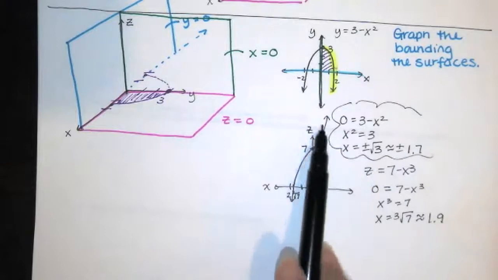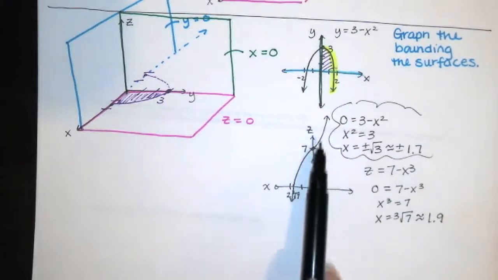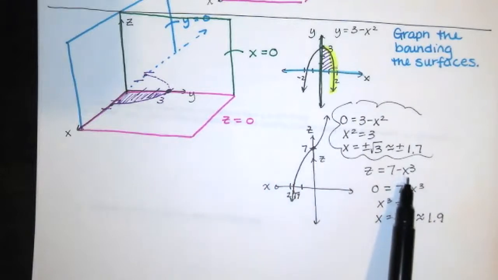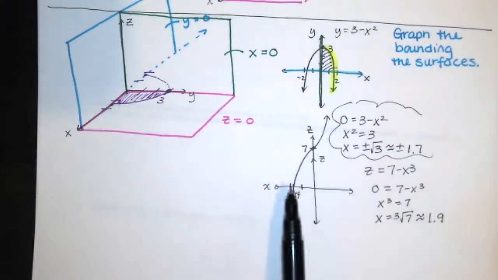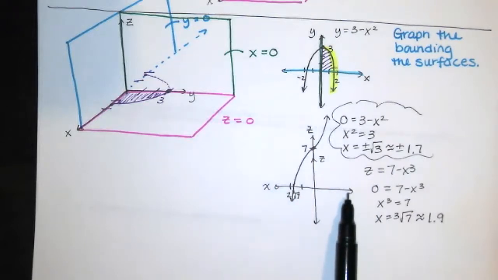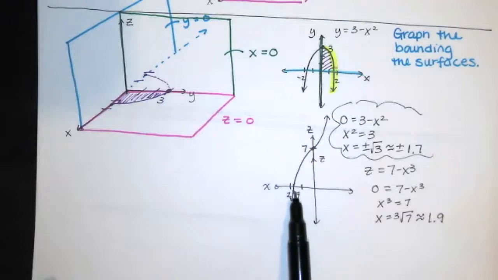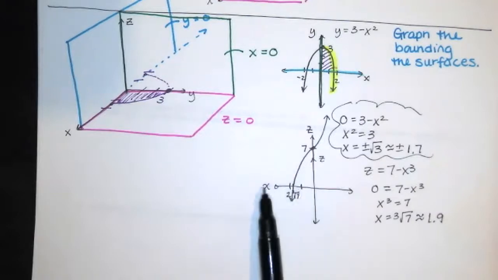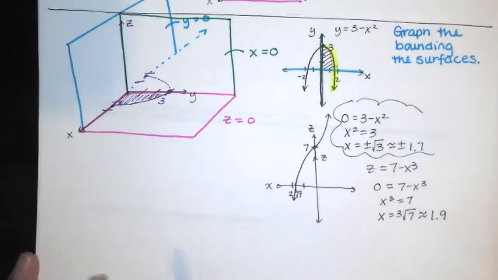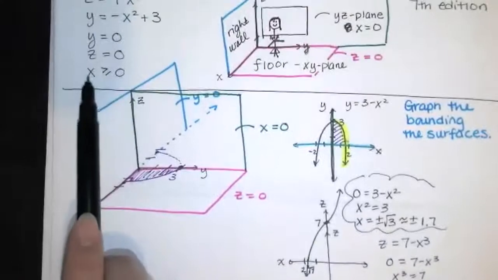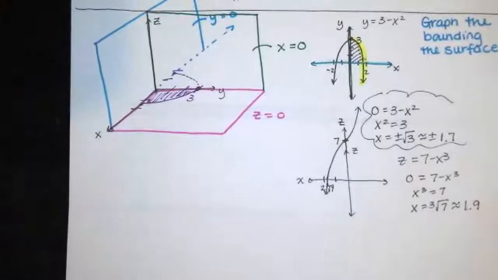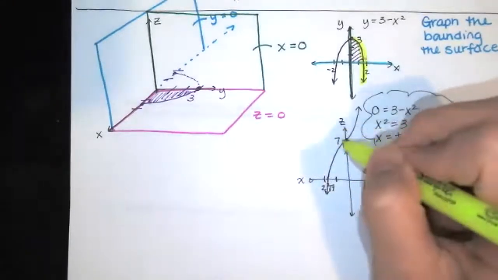If you're saying to yourself, that doesn't look like 7 minus x cubed, that looks like 7 plus x cubed, you're absolutely right. The reason why it looks off is because we've got this positive x-axis on the left instead of on the right. But this is correct. When x equals the positive cube root of 7, z equals 0. And so the graph is going to look like this. But again, we're interested in the part of the graph where x is positive. So I just want this piece.